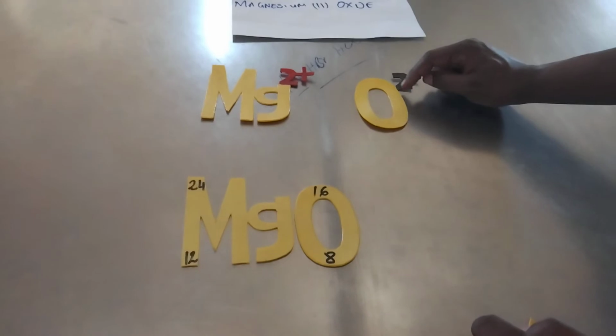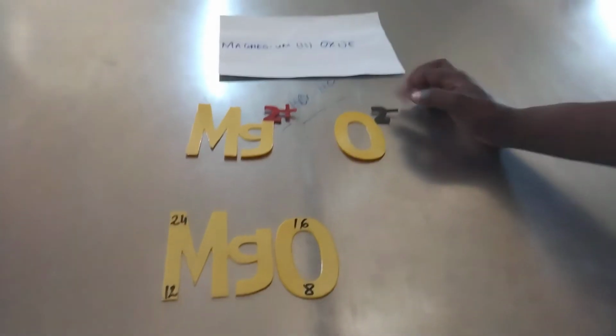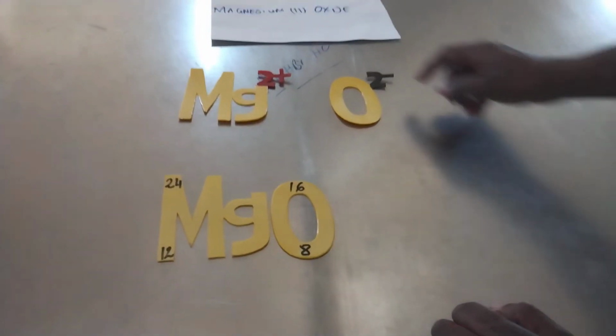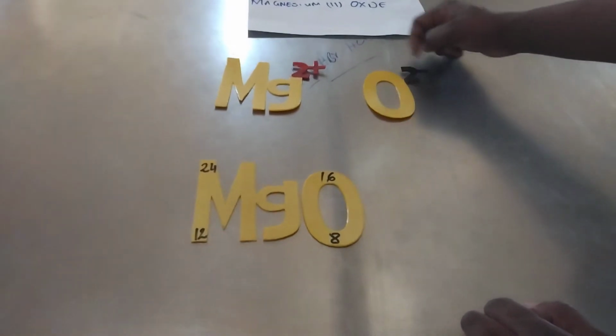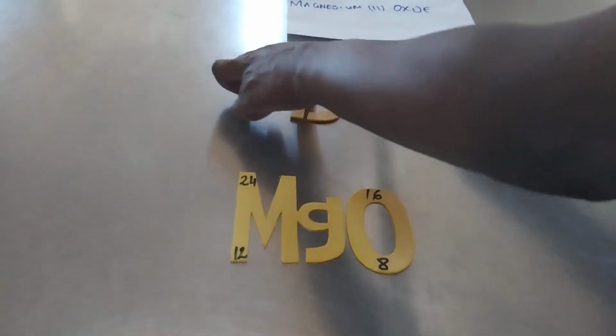As you can see, we have 2 negative and 2 positive, so they cancel out. And our molecule is there having a net charge of 0.